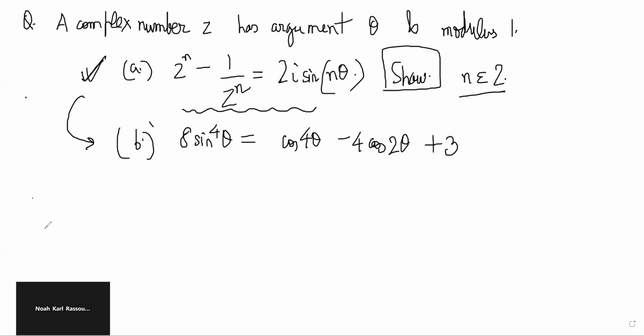So if we drew it on an Argand diagram, the angle would be theta and the magnitude would be 1.